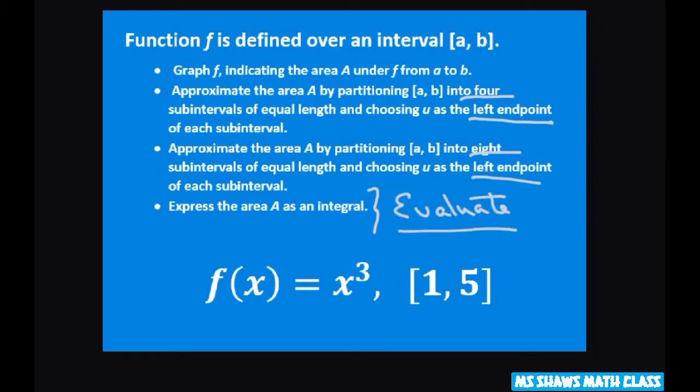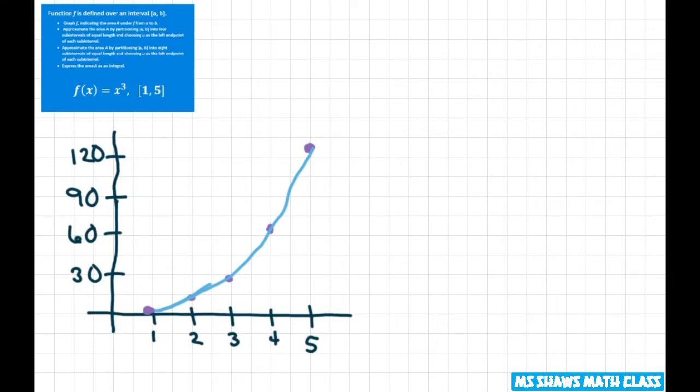My class has gone over that, so we're going to go ahead and do that as well. Let's get started. I went ahead and graphed it to save some time. I just plugged in 1, 2, 3, 4, and 5 into this function and estimated it. Now for the first part, we're supposed to partition it into 4 subintervals. Since we have 5 endpoints, but we only need 4, we're starting at 1.